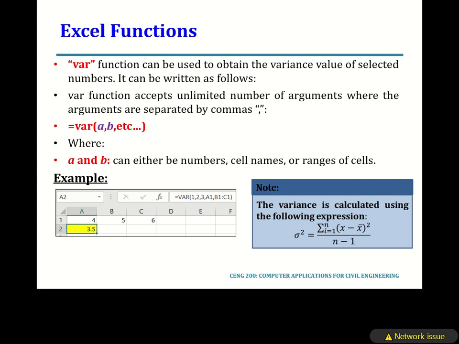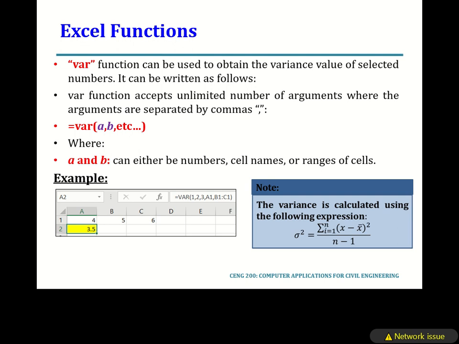So variance is calculated using this equation. x is what? The values. X bar is what? The average. And n is what? The number of values. So for each value I am taking the difference from the average, then doing the square, and then I am taking the average of the entire series.